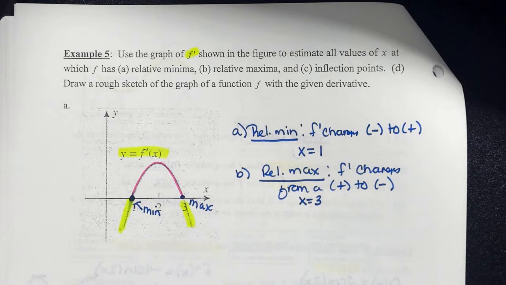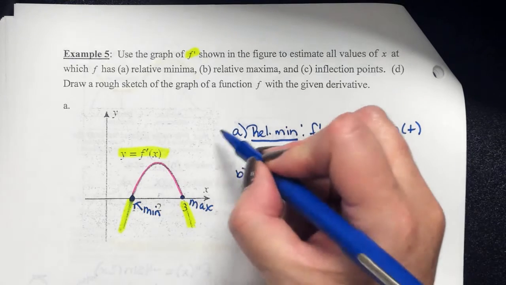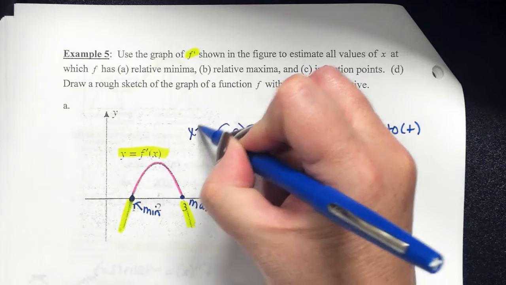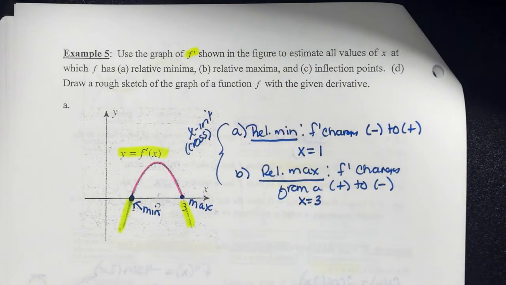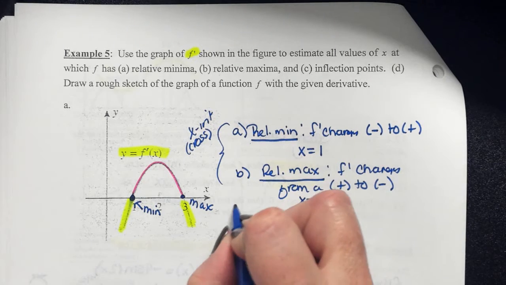So notice, guys, when I'm giving you the graph of the first derivative, the relative max and relative min can be found at x-intercepts, as long as it's crossing over the x-axis. It can't just bounce off the x-axis. So when you're given the graph of f prime, for relative mins and relative maxes you're looking at those x-intercepts where it's crossing. All right? So any questions when you're given f prime, how you can find the mins and the maxes? Now, inflection points.